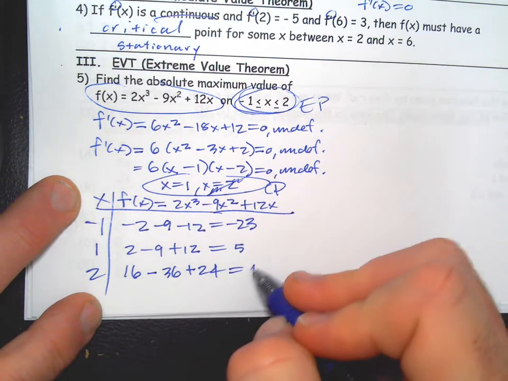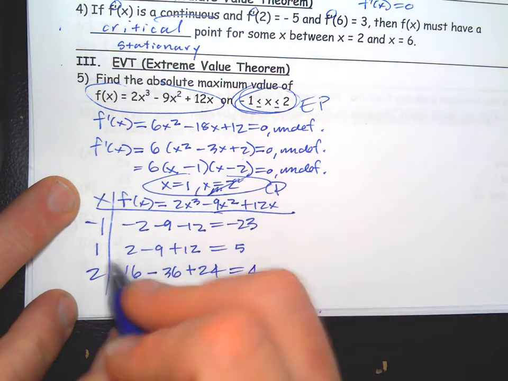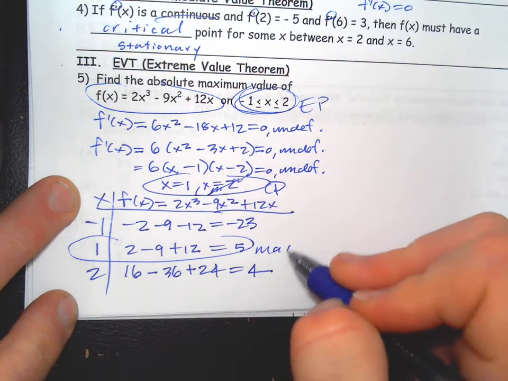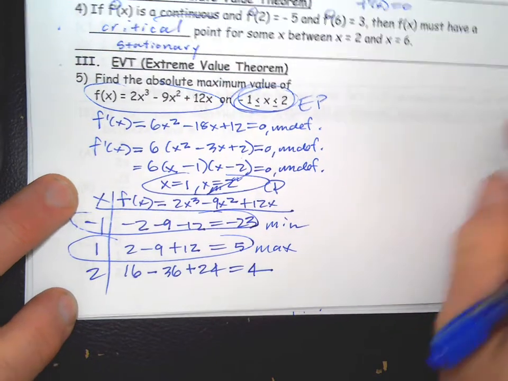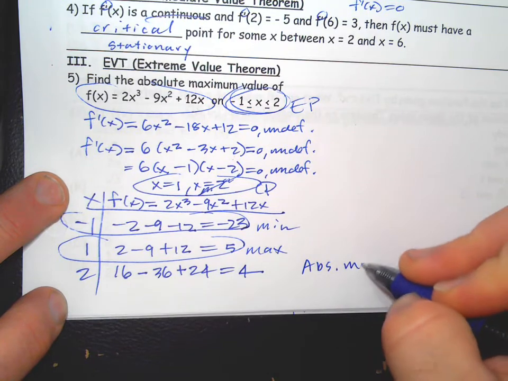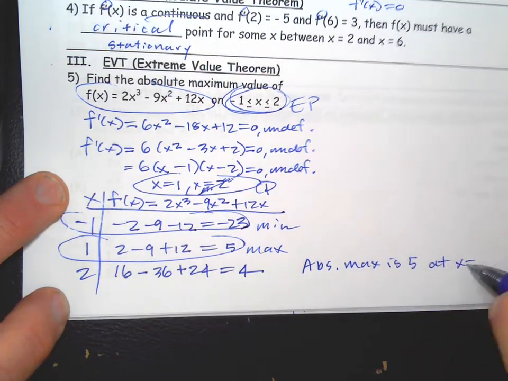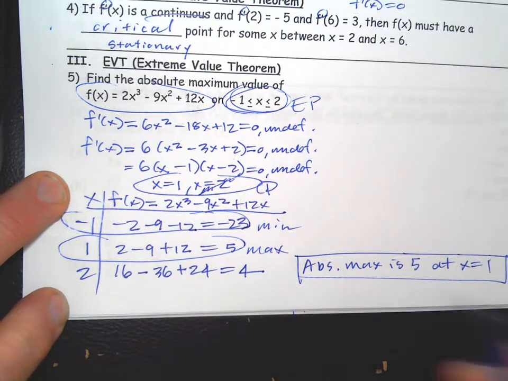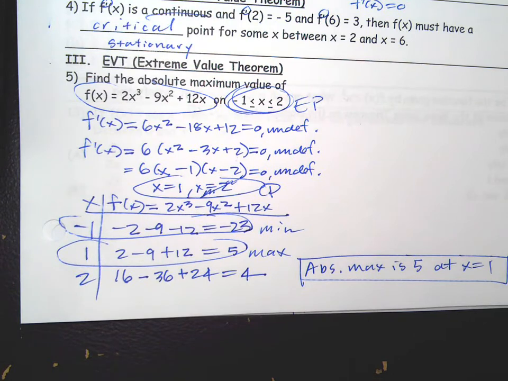So that's 4. So we're looking for the max. This is the max. By the way, this is the exact same work if they asked you for the min. But let's write the answer nicely. Absolute max is 5 at x equals 1. At least that. I'm not looking for justification. In optimization, I am.